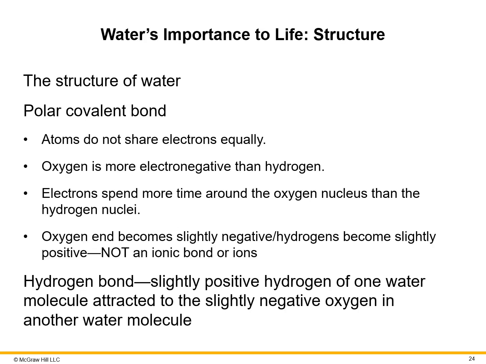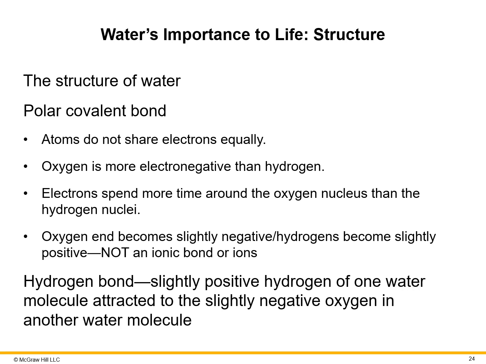So it is what they call polar covalent, which means the atoms don't share their electrons equally. Oxygen is more electronegative than hydrogen, so electrons spend more time around the oxygen nucleus than they do the hydrogen nucleus. The end where the oxygen is becomes slightly negative, and the hydrogens become slightly positive. So it's not an ionic bond or ions. It's just a little different.